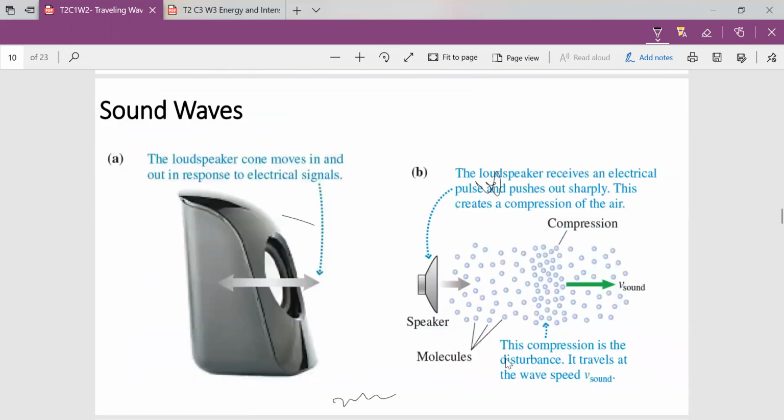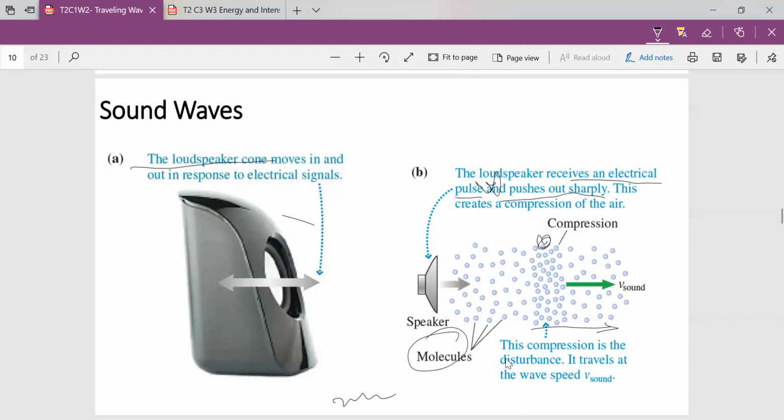Okay. So having established that the traveling wave is the wave moving energy from point A to B, we want to move quickly to talking about sound wave. A sound wave, as seen from the wave that comes from our loudspeaker, is such that when a sound is produced with a loudspeaker, the electrical pulse pushes sharply on the air around it, which creates the compression of the molecules. And as the compression moves, waves are transported through the compression of air.